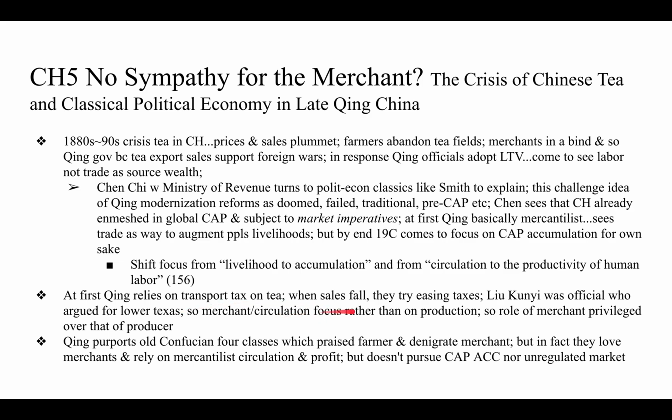Merchants were focused on circulation rather than production, and the role of the merchant was very privileged, much more than that of the producer, because again, these are old views of where people thought profit came from. They used to think that it came from trade, from the circulation of goods, which classical political economy argued against.